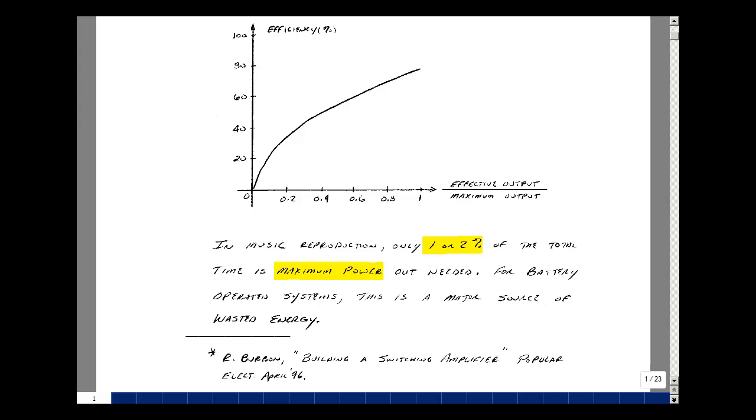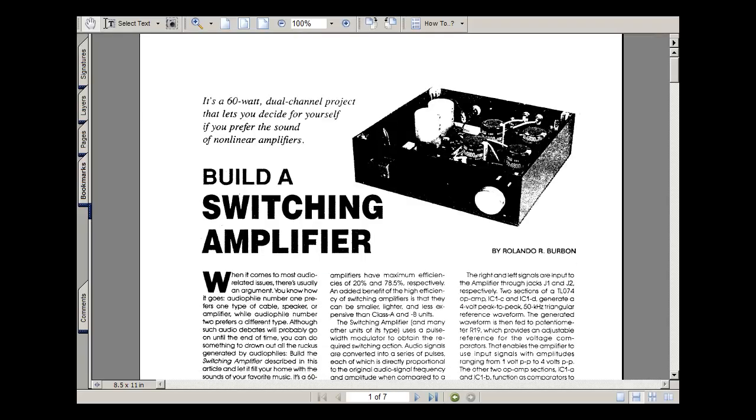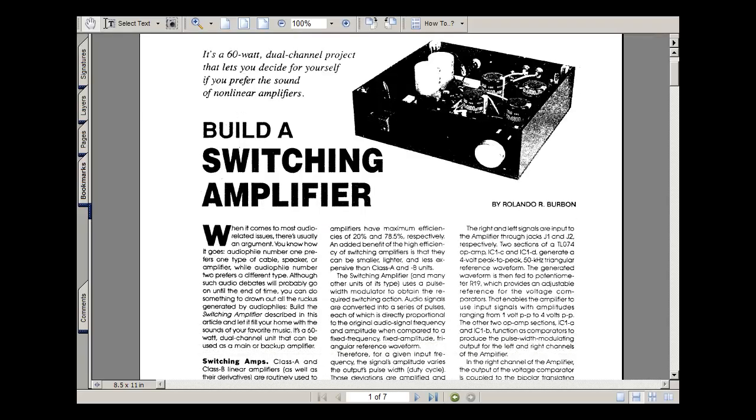In this capstone project, we started with an article that was in Popular Electronics in 1996 on how to build a switching amplifier. Many companies now sell modules that do this, but I wanted the students to see how the internal workings of this amplifier worked. And let me just pull up the article right here. It's describing this 60-watt amplifier.